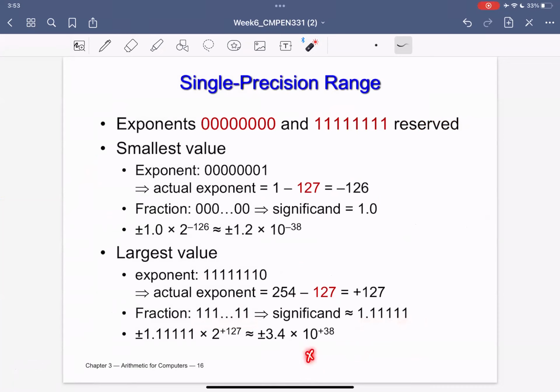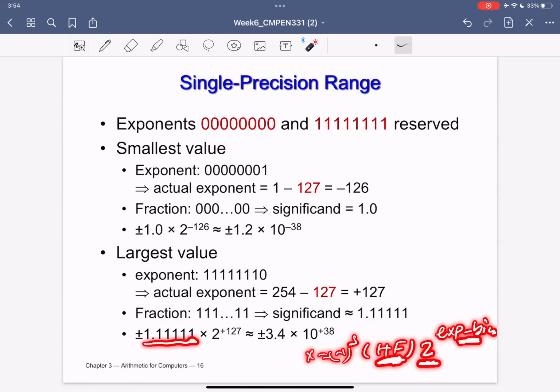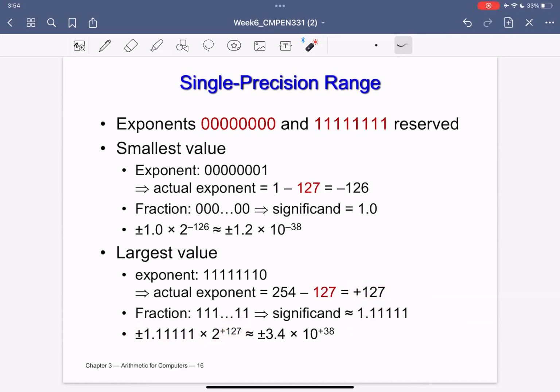So again, x is minus 1 to the power of s, times 1 plus the fraction, times 2 to the power of exponent minus bias. 1 plus the fraction is 1.111 all the way. 2 to the power of exponent minus bias, 2 is here. Exponent minus bias is here, so it is 127. And then it's just plus or minus depending on the sign s.